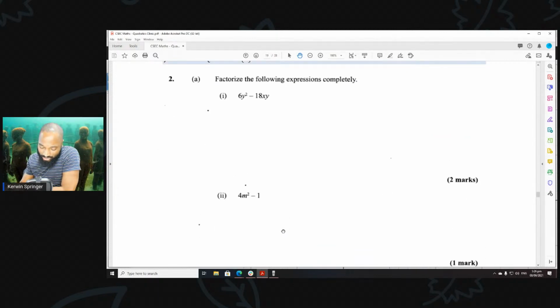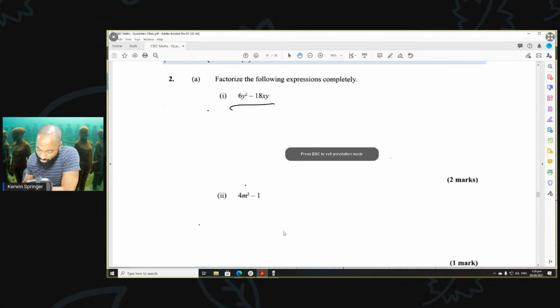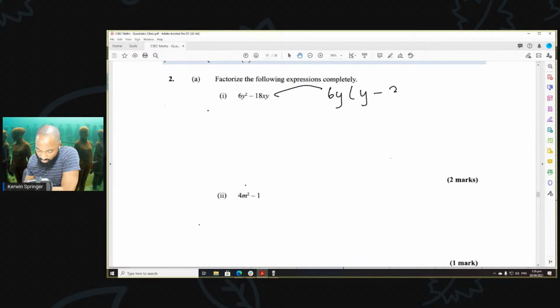Factorize the following expressions completely. Maybe a quadratic hiding in this. Nope. So what's common? 6 and y. 6y minus 3x, 2x, 3x. I ain't really seen anything else that could happen with that, right? You pull out the 6y, that's common. What's common here? Well, this is a difference of 2 squares. So what will we do? 2m minus 1 and 2m plus 1. And we keep it rolling.